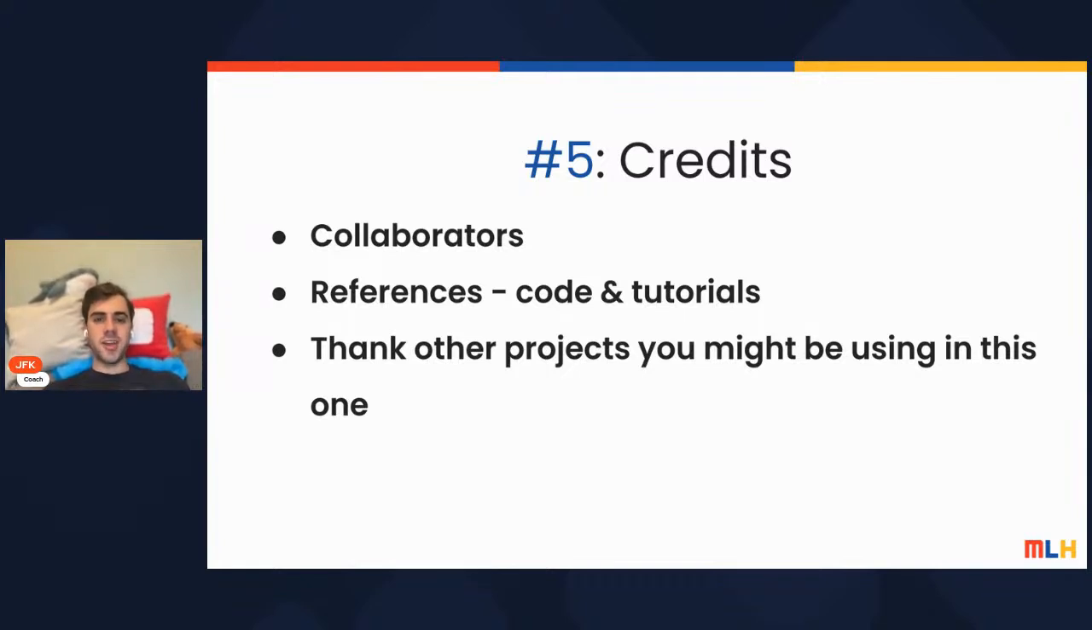Number five, credits. List your collaborators. They will be listed on your commits on GitHub by default, but if you've got cool folks, then let people know about them. References, code and tutorials. Thank other projects you might be using in this one. Open source is a really... lots of stuff ends up overlapping. This is a really common thing, so it's fine.